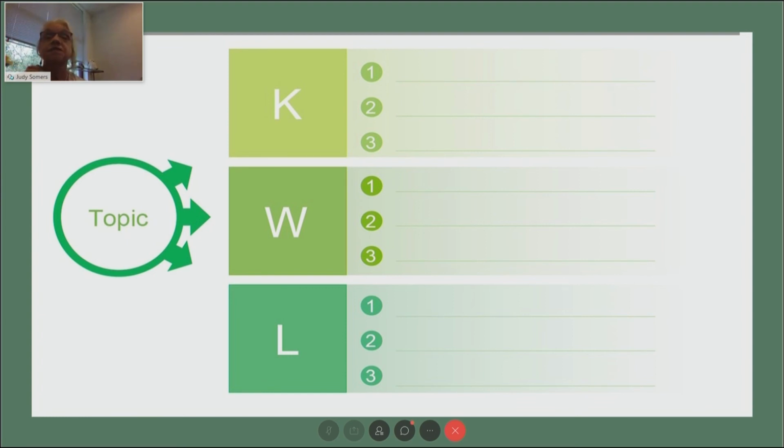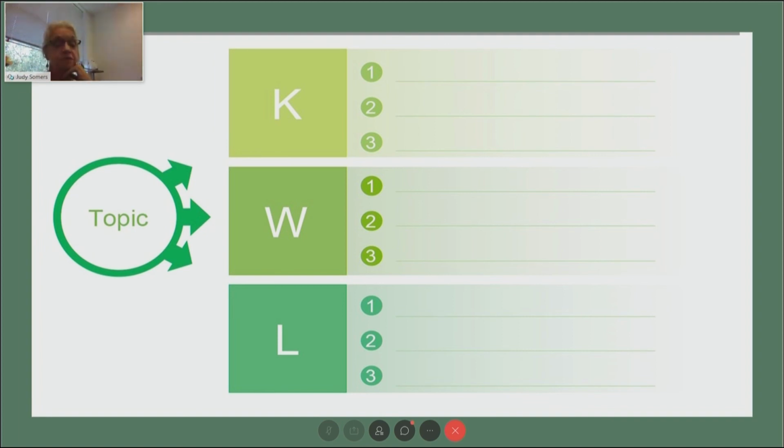Let me know what things you want to learn more about in this field, so that when we meet again next week, we can address all of those things. So the KWL, for anyone who's not familiar with it, the K is what I know about the given topic. The W is what I want to know, what I would like to learn more about. And then the L is after the finish, when you look back on what I have learned.